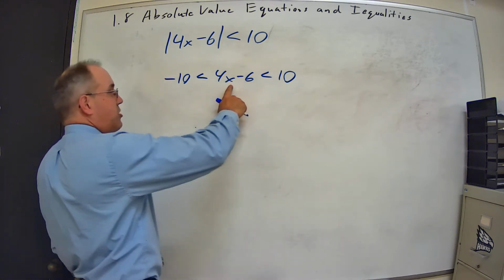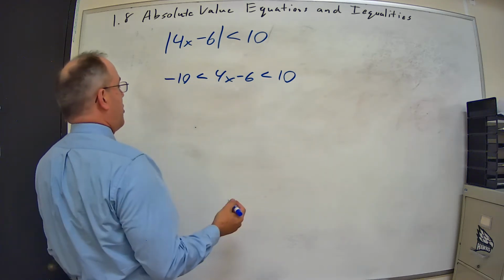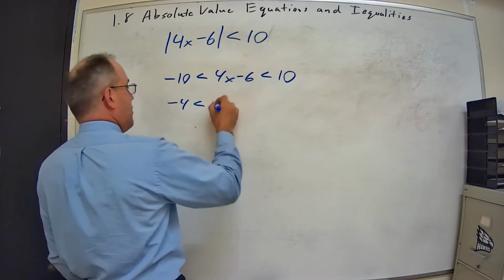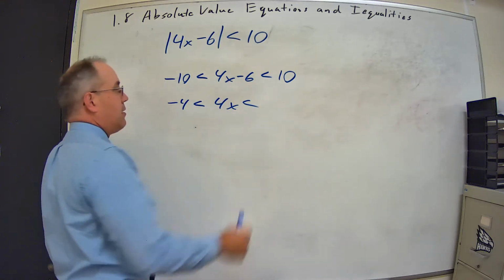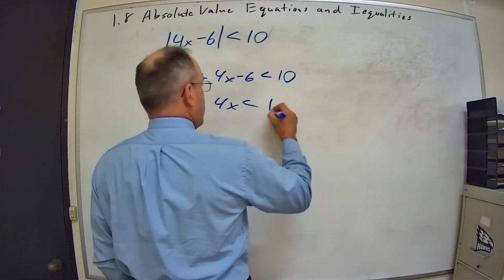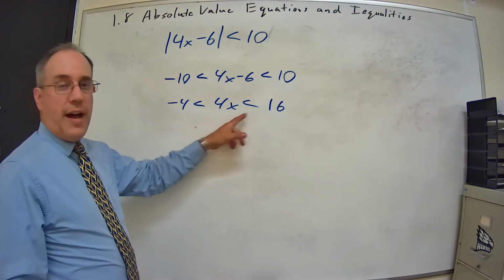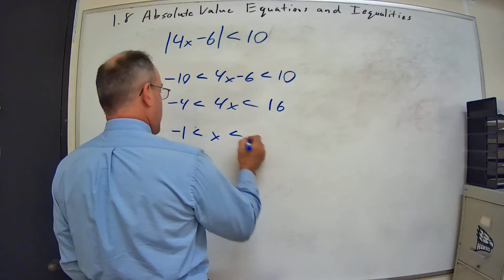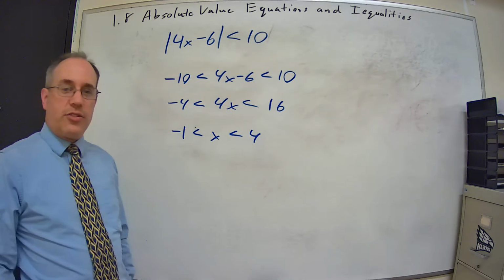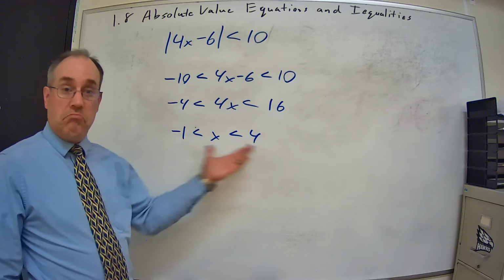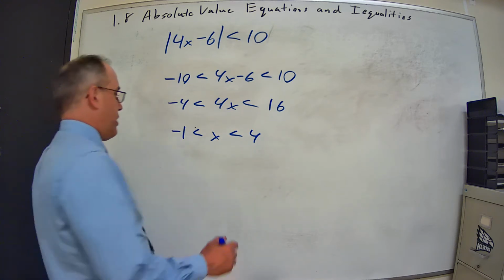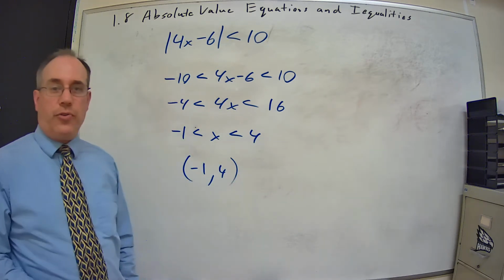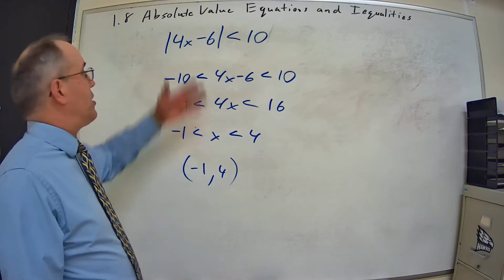So we're going to isolate this x, so we're going to add 6 to each part of the inequality. Negative 10 plus 6 is negative 4. 4x. 10 plus 6 is 16. We're now going to divide each part by 4, which gives us negative 1 less than x less than 4. And so we now have that written as a three-part inequality, or I can write that as negative 1 to 4 in interval notation. So that really wasn't bad.